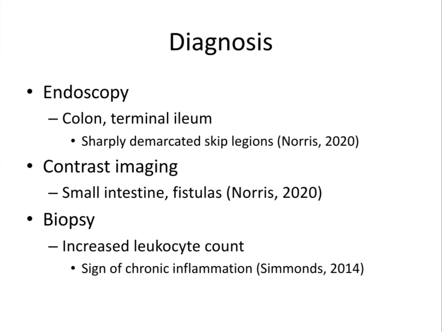Diagnosis of Crohn disease. Endoscopy of the sigmoid colon and terminal ileum is commonly performed to investigate inflammatory bowel disease. Sharply demarcated skip lesions are characteristic of Crohn disease. Contrast imaging is used to study the small intestine and investigate fistula formation. Biopsies of the intestinal wall may be taken and analyzed for an increased leukocyte count. The levels and types of leukocytes present can help to differentiate between acute and chronic inflammation.